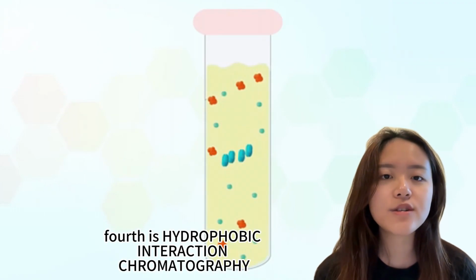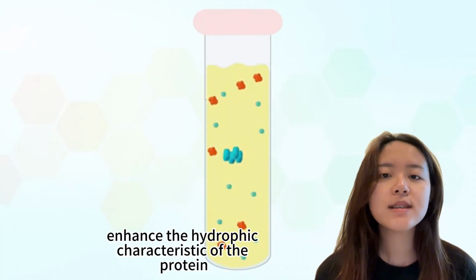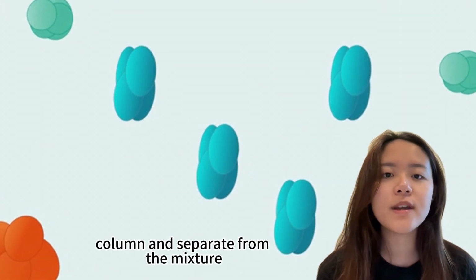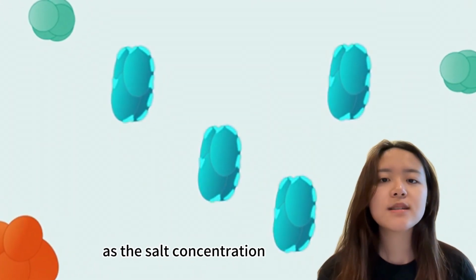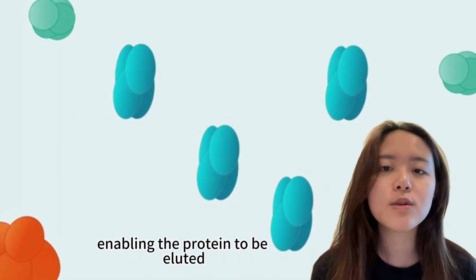Fourth is hydrophobic interaction chromatography. This method is carried out by adding the protein sample to a high salt environment, which enhances the hydrophobic characteristic of the protein, allowing it to bind to the hydrophobic ligands on the chromatography column and separate from the mixture. As the salt concentration decreases, the hydrophobic interaction weakens, enabling the protein to be eluted.